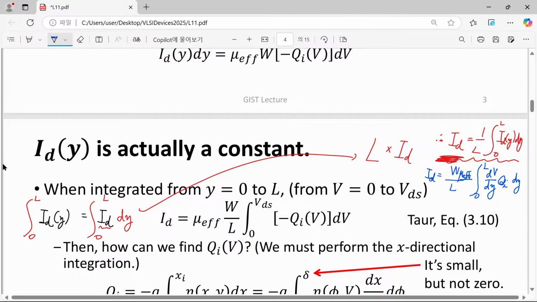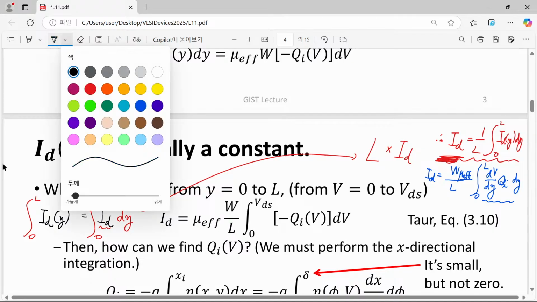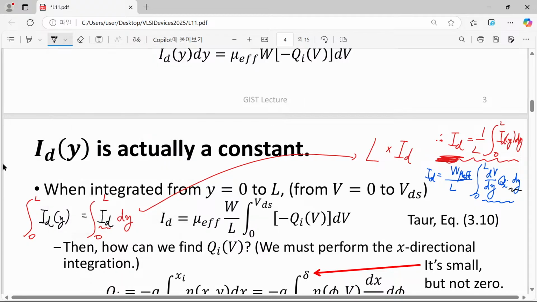But when you have a look at this part, you can find that dy and dy occur twice, so they can be transformed into a different form. In terms of dy, it varies from 0 to L, from source to drain. But if we convert it to the dV integration, then that can be dV and integration of qi.